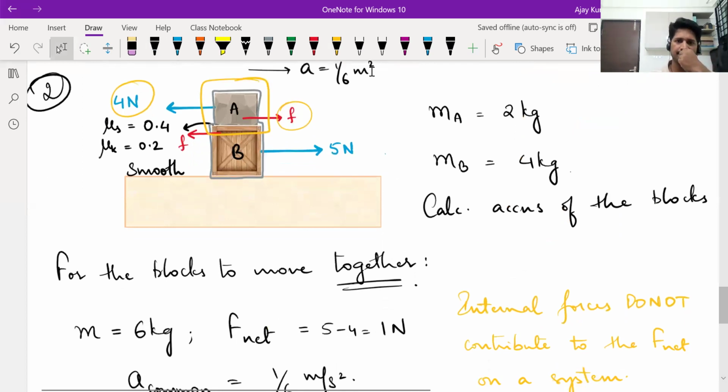4, sir. How will it be 4? Sir, I took kinetic friction. Why will you take kinetic friction? Limiting friction is the limit of static friction. Eight newtons. It will be 8.